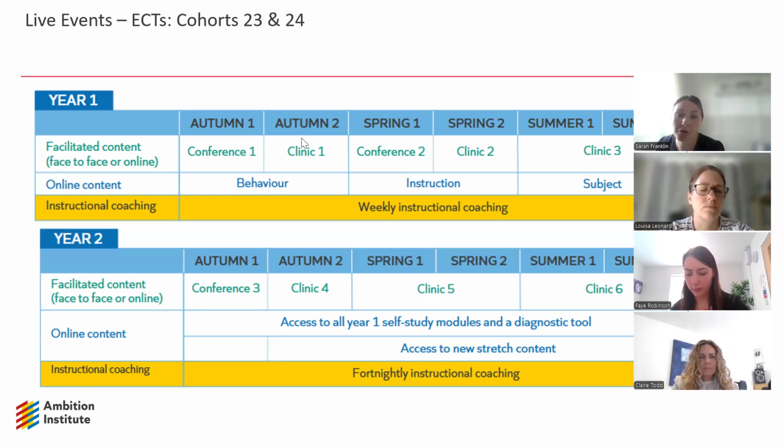So first term, conference 1 and clinic 1. In the spring term, you've got conference 2 and you've got another clinic. And then in the summer term, there's just 1 clinic. And then in year 2, which is where you'll be picking this up, you'll be delivering conference 3 in the autumn term. And this is a sort of launch into the second year, essentially. And then you've just got your 3 clinics.